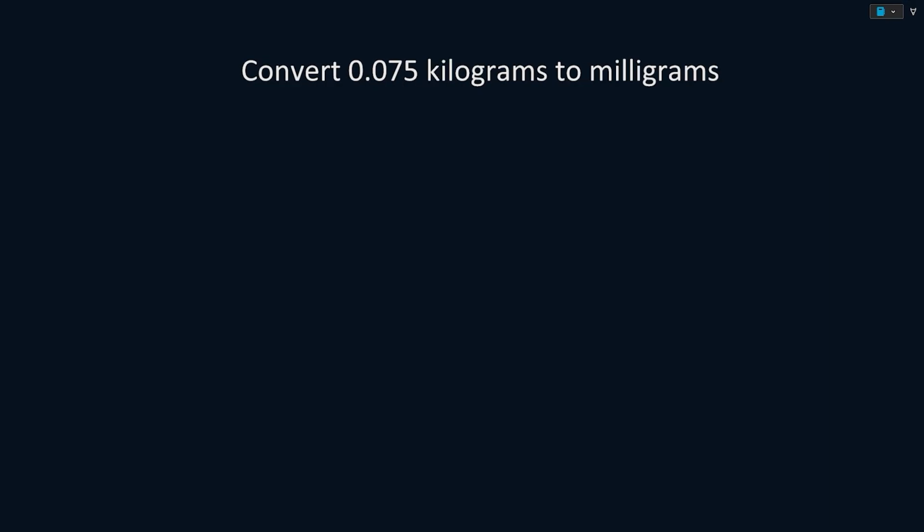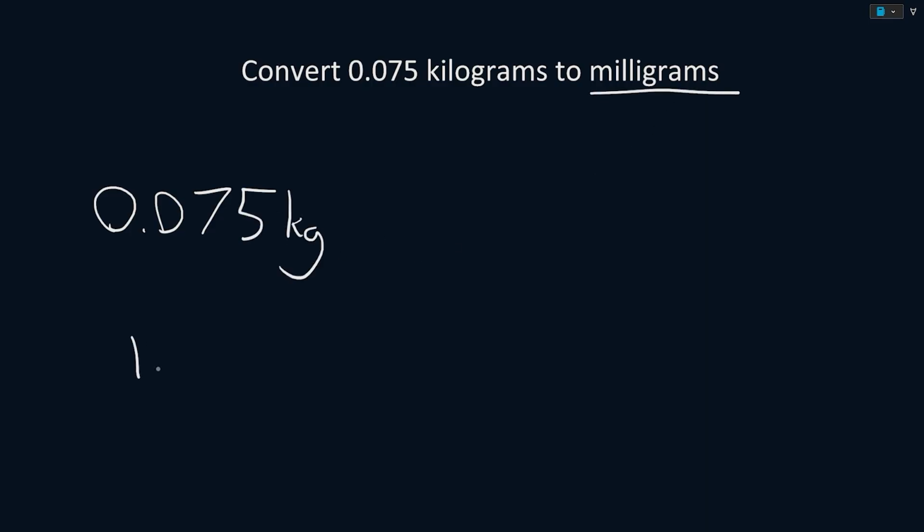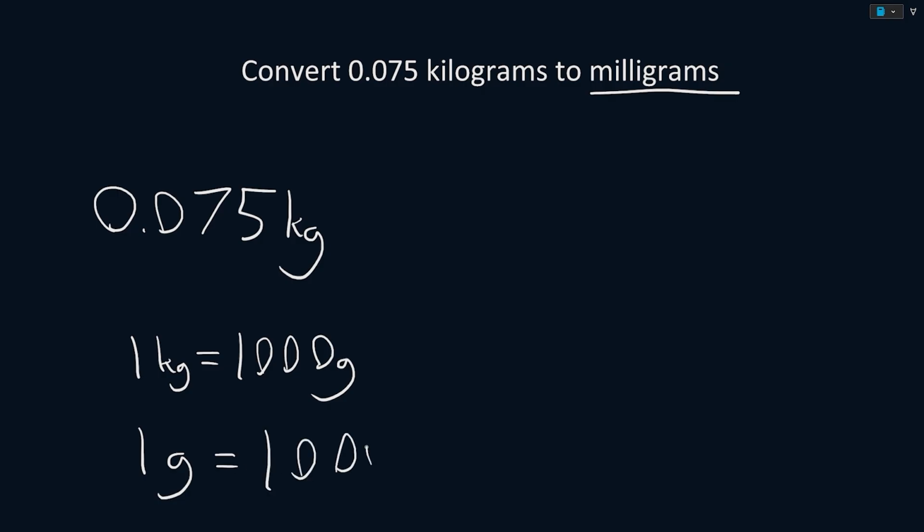Convert 0.05 kilograms to milligrams. We were given 0.075 kilograms, and we want to convert them to milligrams. We know that 1 kilogram is equal to 1,000 grams, and 1 gram is equal to 1,000 milligrams.